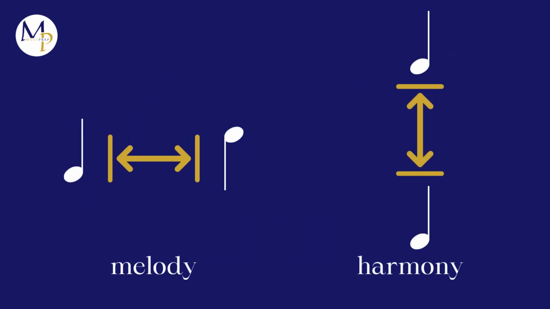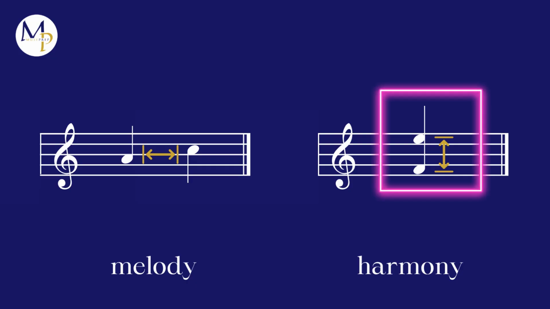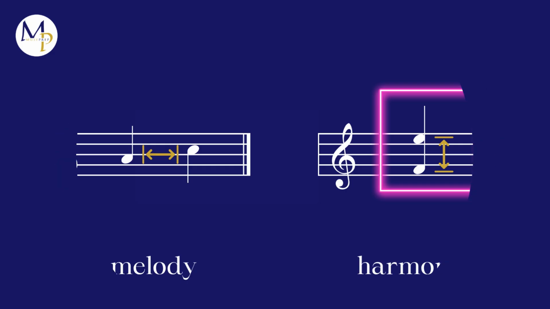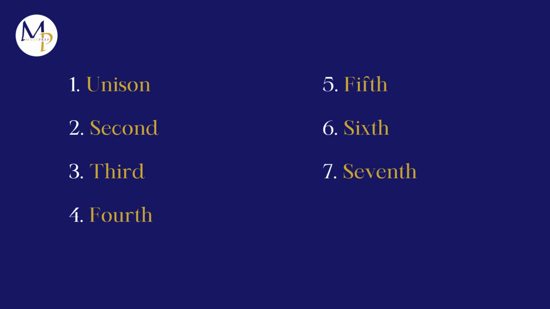In harmonies, they are stacked vertically. You can also see this clearly in written music. Notes that sound together are written on top of each other. We name intervals according to their numerical distance: unison, second, third, fourth, and so on. An interval spanning 8 notes is called an octave, which you may already know from previous videos.